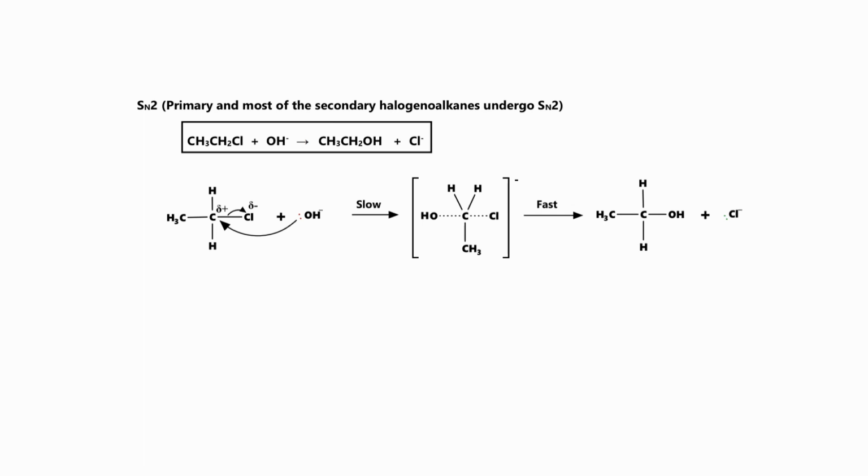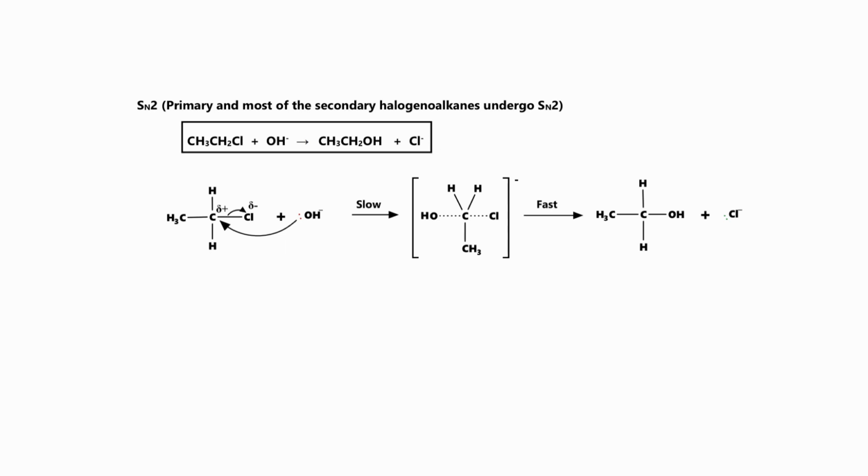So the very first step in this mechanism, there will be no breaking of the C-Cl bond. It is because if the C-Cl bond is broken, the halogenoalkane that forms will be a primary carbocation, where primary carbocation is not stable. So it will never form as an intermediate.